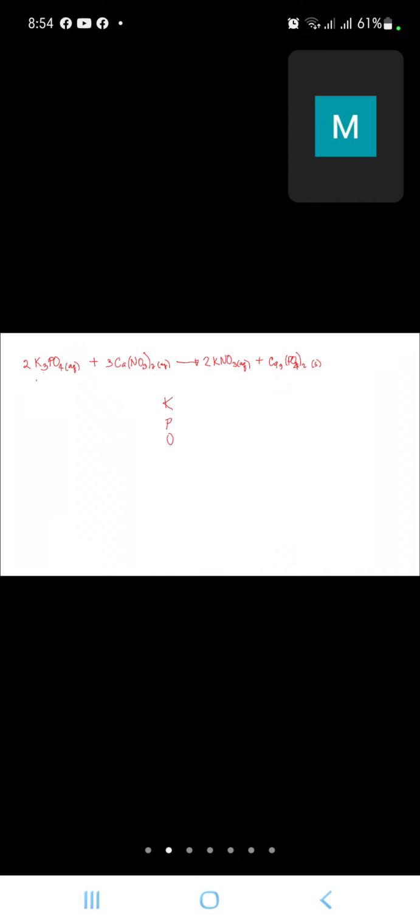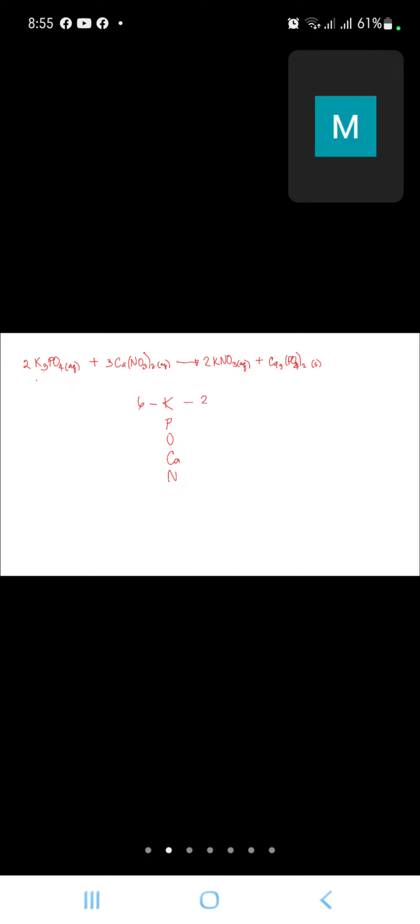Kindly check if it is balanced. How many atoms of potassium? This is 2 times 3, that's 6. So potassium, phosphorus, oxygen, 6, calcium, nitrogen. On the reactant side, 2 times 3, that's 6. On the product side, there's only 2. It should be 6, so we need to replace it here. 6 in the product. Okay, 6, correct.